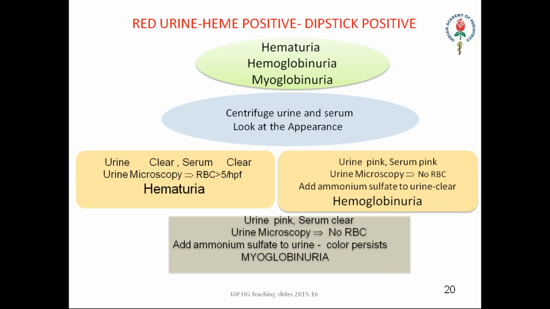Hematuria: both urine and serum are clear and RBCs are found only under the microscope. But in hemoglobinuria, visible urine color is pink, and the serum is pink, and RBCs don't show any significance. With ammonium sulfate, urine becomes clear, that is only hemoglobinuria. And when urine is pink and serum is clear, and no RBCs, color persists after adding ammonium sulfate, it is myoglobinuria.